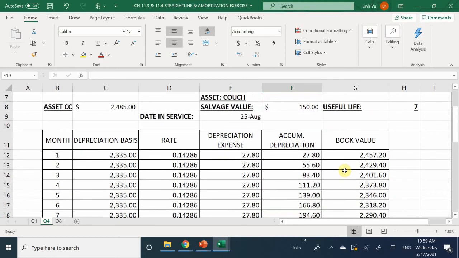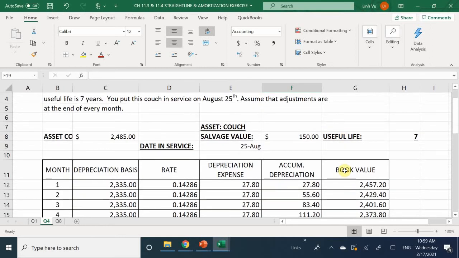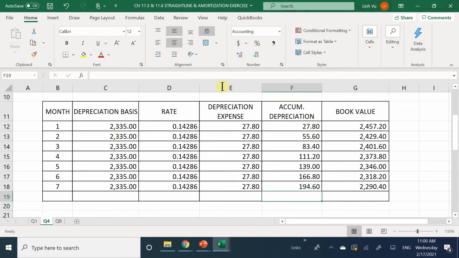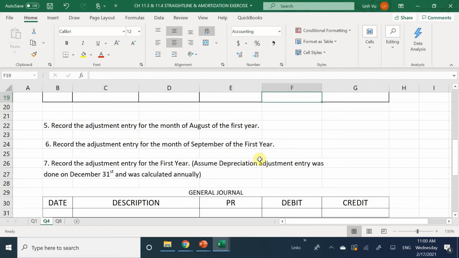So as you can see, that's all you're really doing: in this case, every single month, you come here and recalculate the accumulated depreciation and the book value. So, with that being said, let's go ahead and continue with question number 5. Question number 5 says, record the adjustment entry for the month of August for the first year.